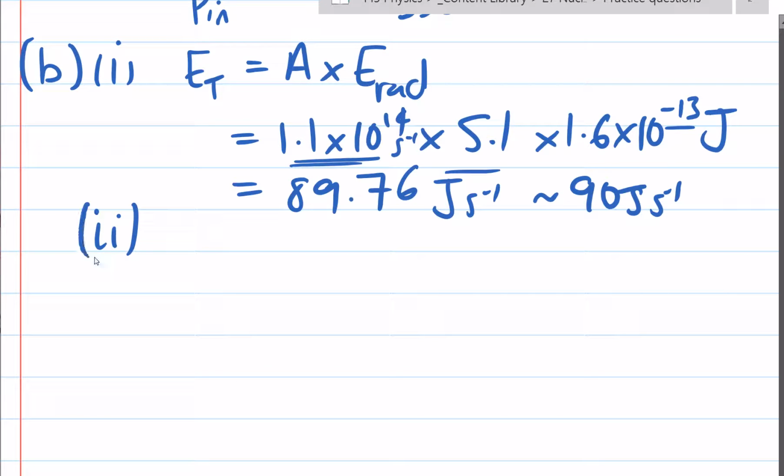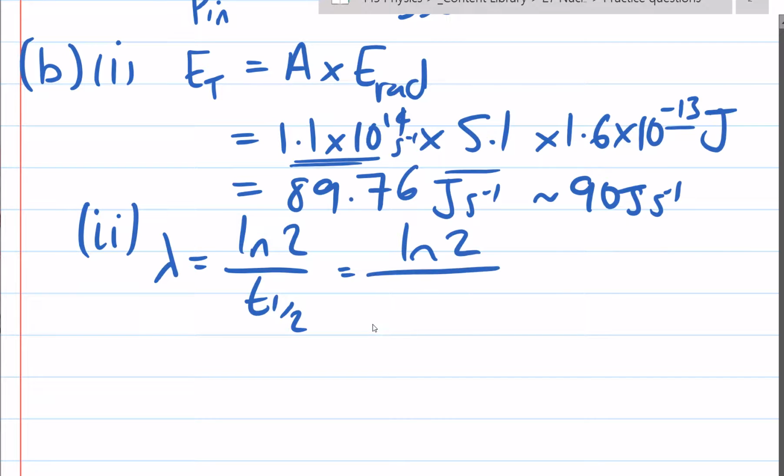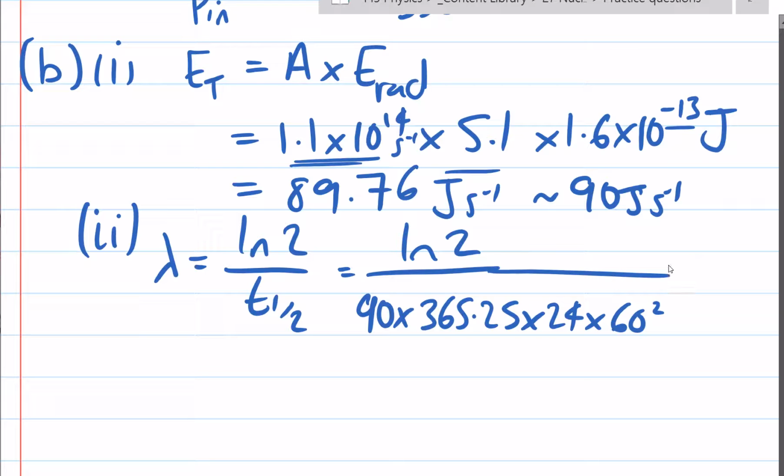2. Calculate the decay constant. This is very simple. Decay constant is ln2 over t half. The only thing we need to make sure is we're putting this in seconds. So we've got 90 times the number of days in the year, which is 365.25, accounting for leap years, times the number of hours in a day, which is 24, times 60 squared, which is the number of seconds in a minute and the number of minutes in an hour.